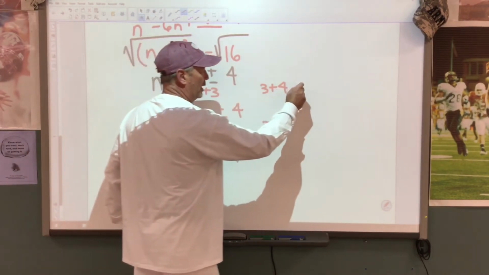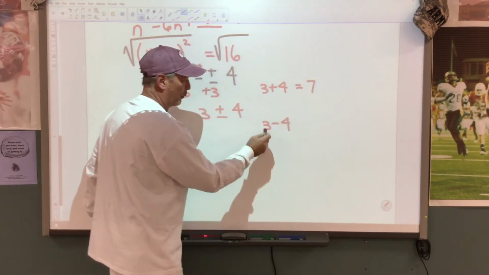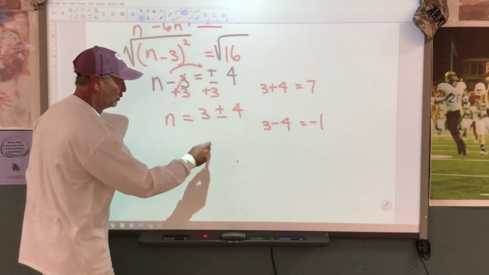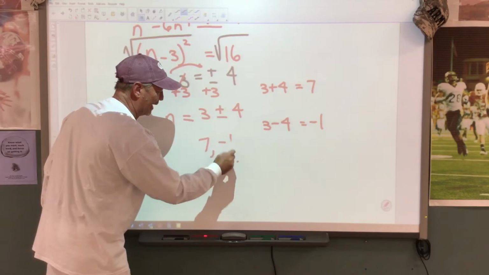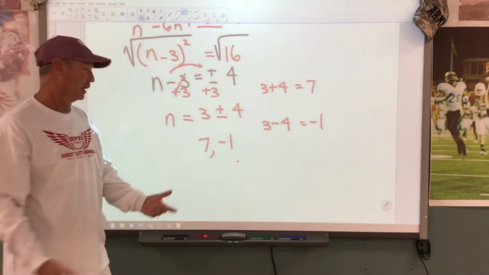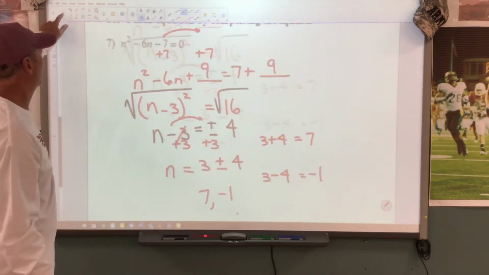3 plus 4 equals 7. 3 minus 4 equals -1. Those are my two solutions. 7 and -1 are my two solutions. Let's keep going. Okay?